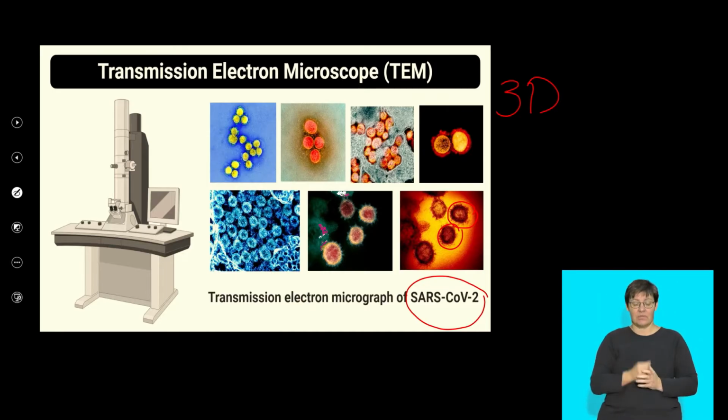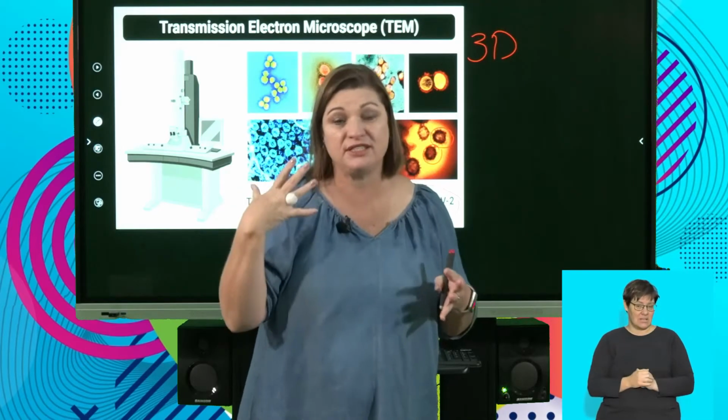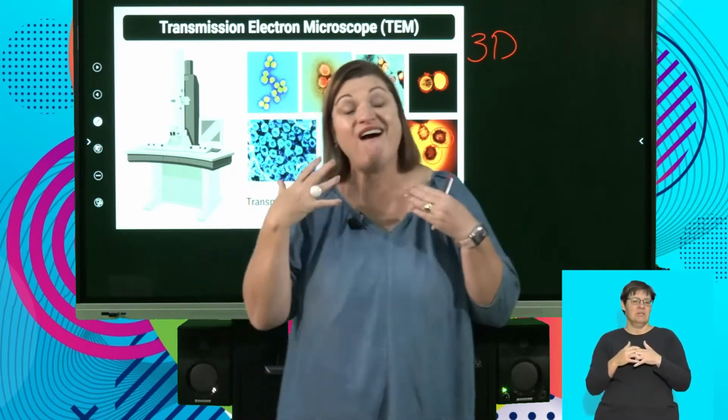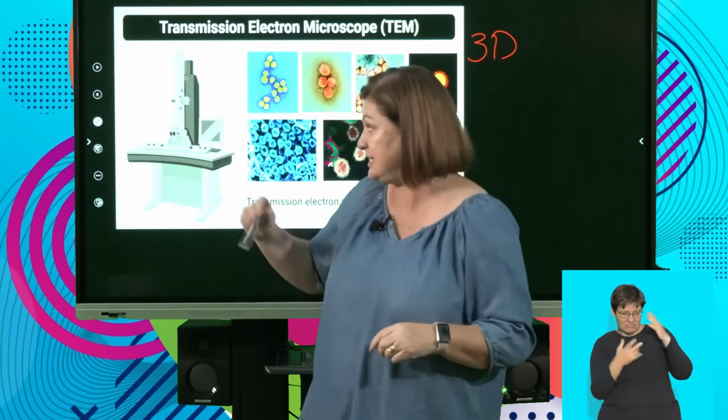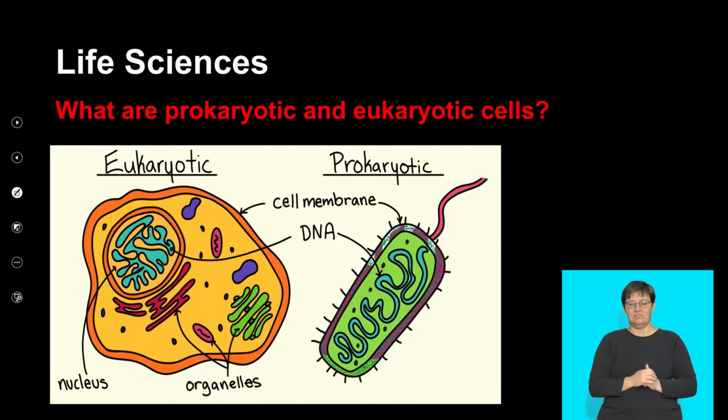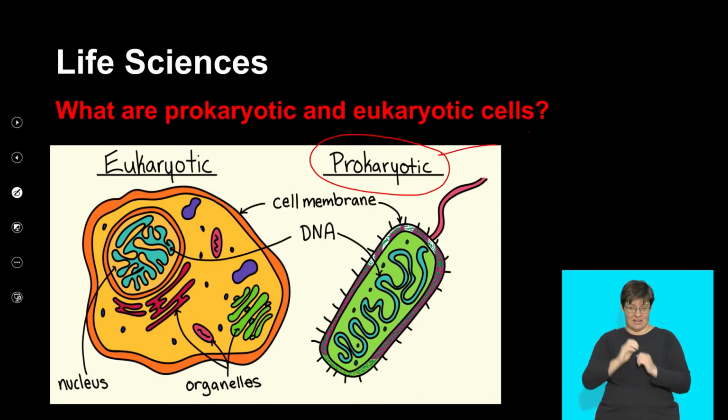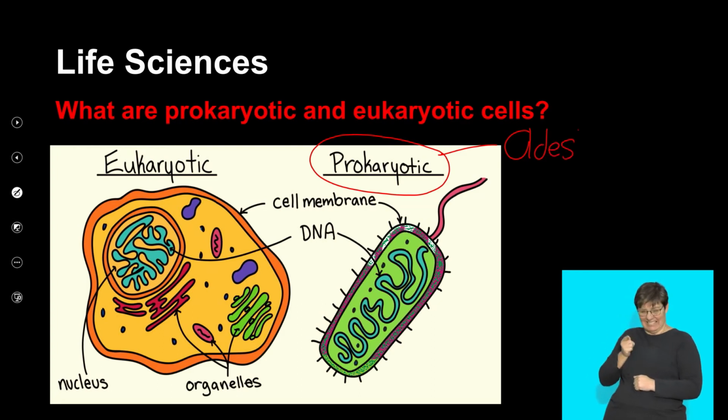So what we've noticed through time is because of the technologies that we now have, we are able to see these really, really tiny structures in a great amount of detail. Now, when it comes to a cell, there are two types of cells that we find. The first one is what we call a prokaryotic cell. And if we were to put it on a timeline, these are the oldest living cells.